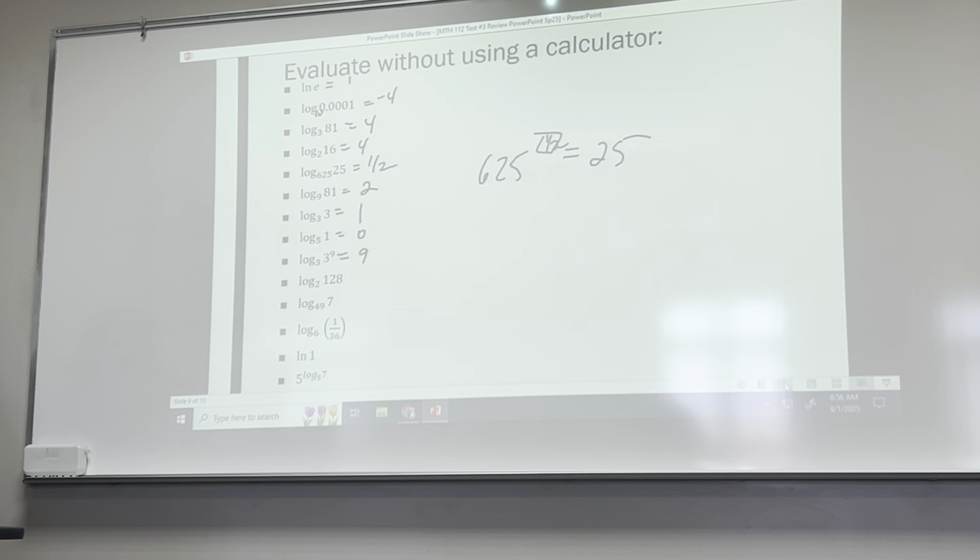Log base 2 of 128. How many times do you multiply 2 to get 128? 2 times 2 is 4, 8, 16, 32, 64, 128, right? 7.